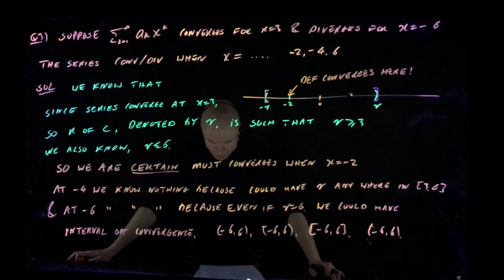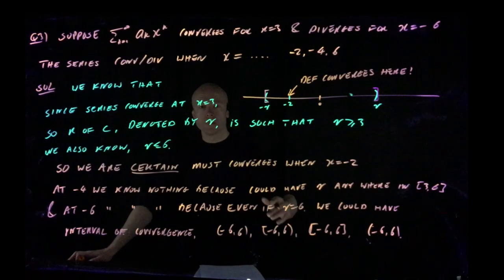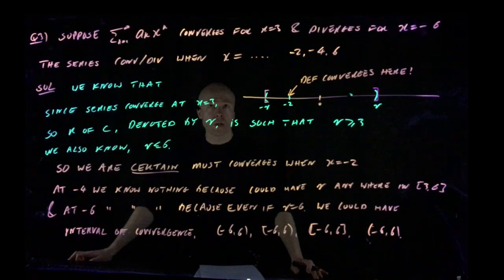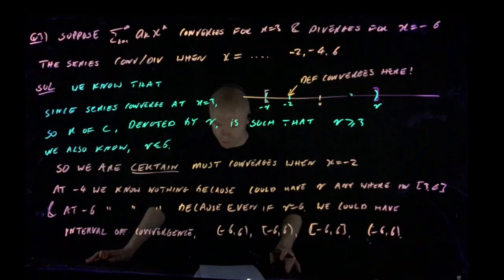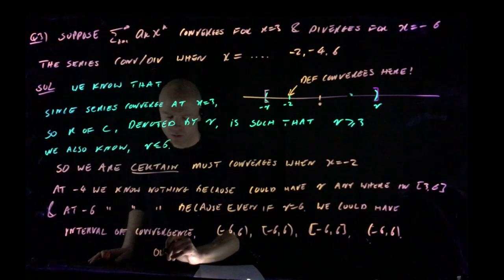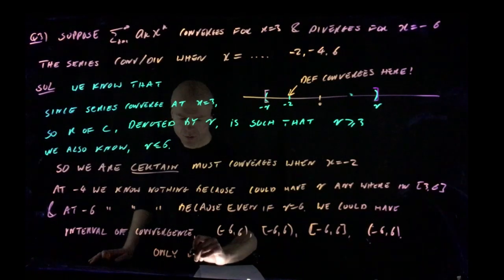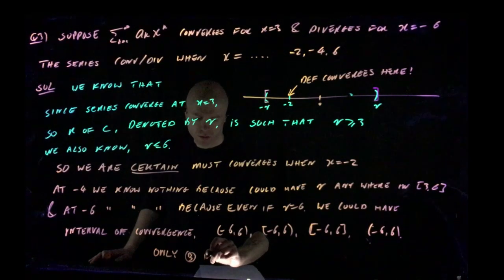The series converges when x is -4. As we said, that could be true, it could be false. We just don't know from the hypothesis, so it's not definitely true. The series diverges when x equals minus 4. The same reasoning. It's not definitely true. We can't tell. The series diverges when x equals 6. Not definitely true because of this example. So the only thing that's definitely true is that it converges when x equals minus 2. So only that option is definitely true.